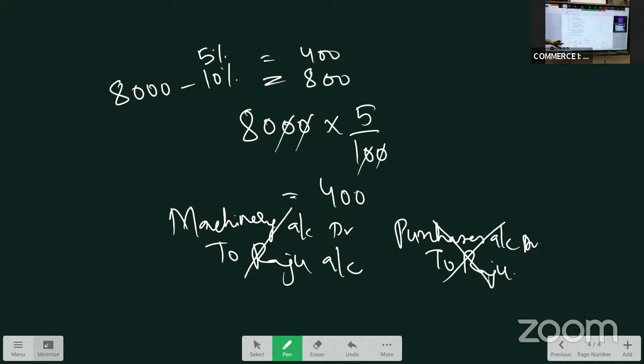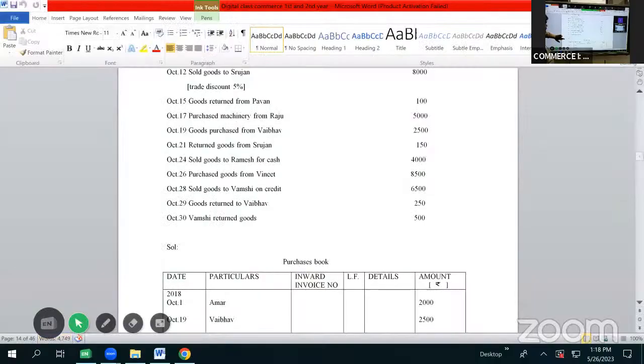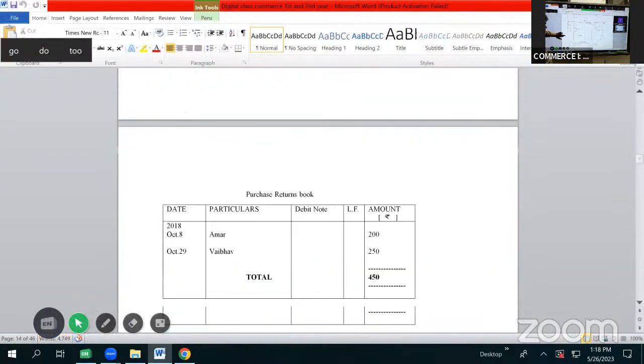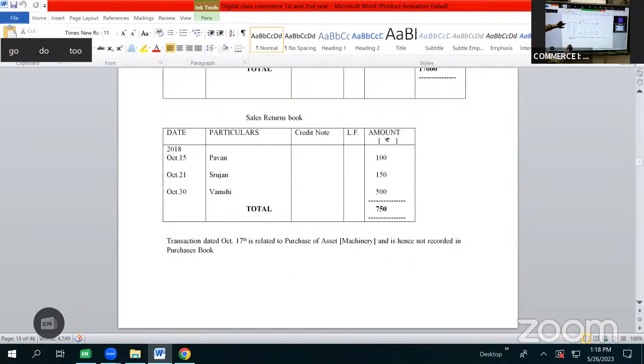For this, we'll be writing a note that the transaction dated October 17 is related to purchase of asset, machinery. Hence, it is not recorded in purchases book.